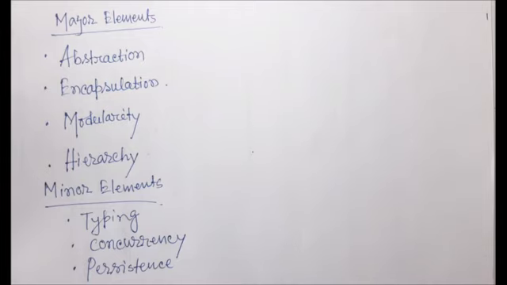Now come to encapsulation. Encapsulation, as we already know, is the process of binding both the attributes and methods together within a class. In the previous lecture I discussed this when I talked about encapsulation. We make all the data members private and all the member functions public, so that we bind the attributes and methods together within a class.